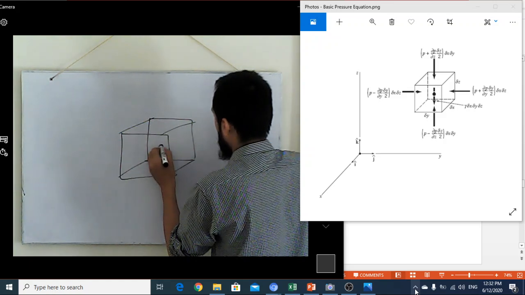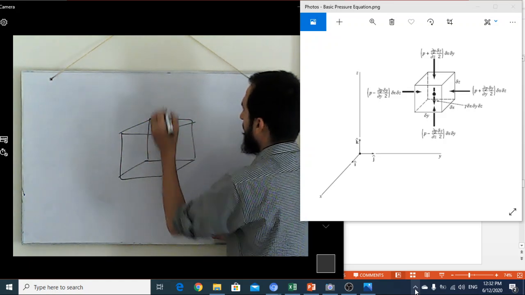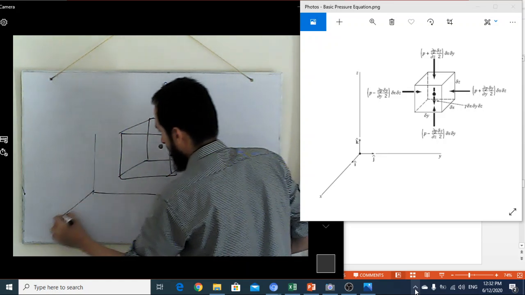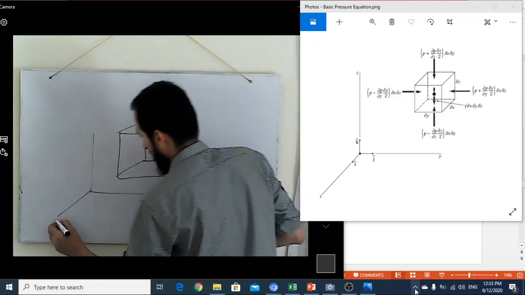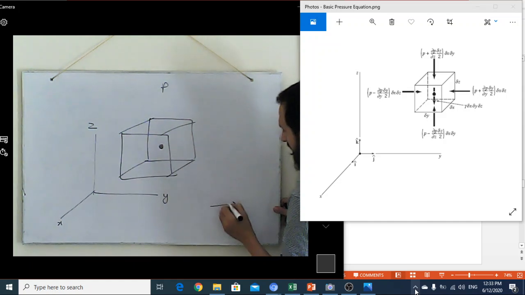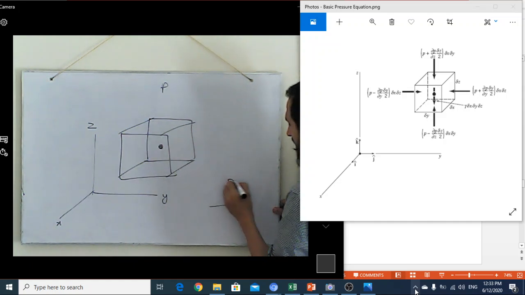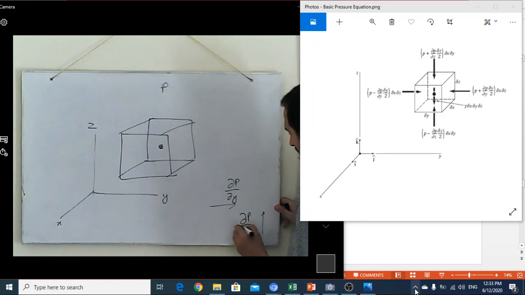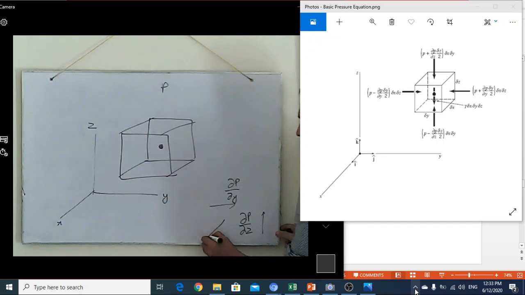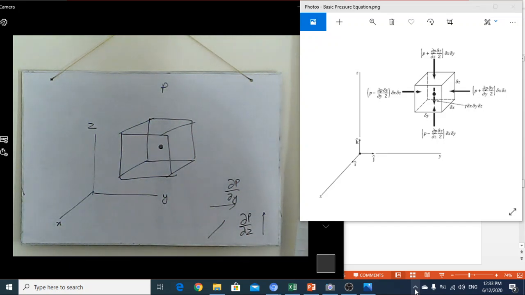Here, I'm saying that at this point the pressure is P, and these are the axes. This is y, this is x, and this is z. If I am moving in this direction, the pressure gradient is represented by dou P over dou y. If I am moving in the upward direction, the pressure gradient is represented by dou P over dou z. And if we are moving in this direction, simultaneously we can say that dou P over dou x will be the pressure gradient.